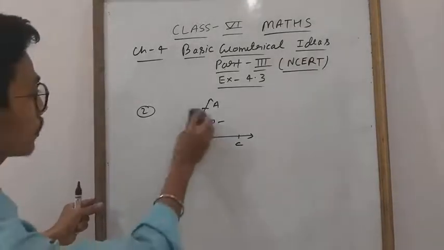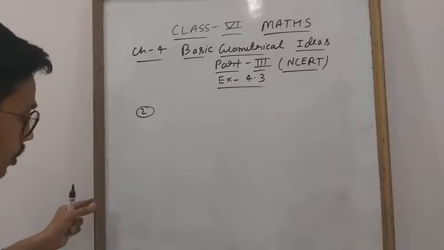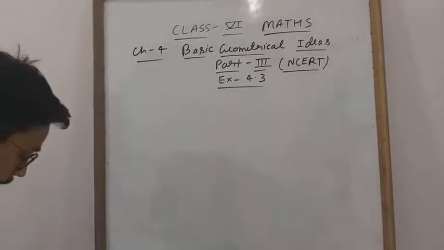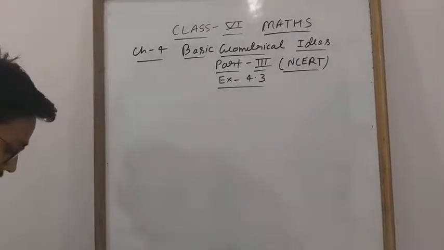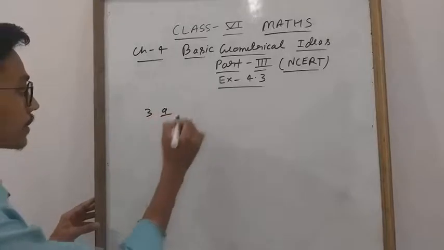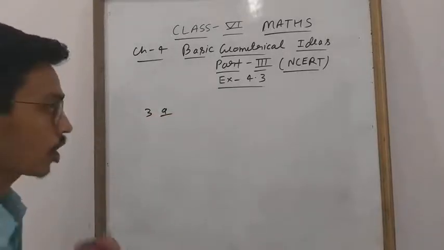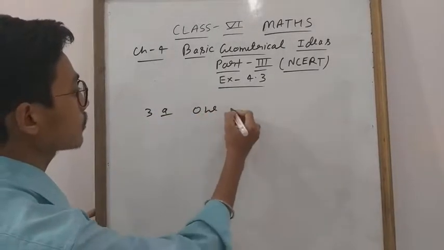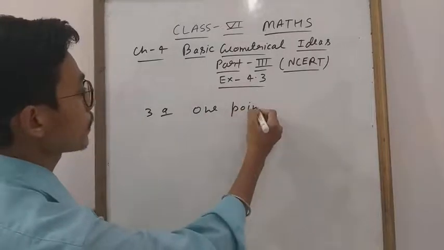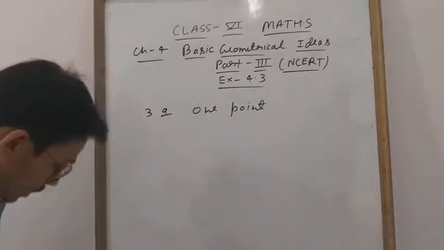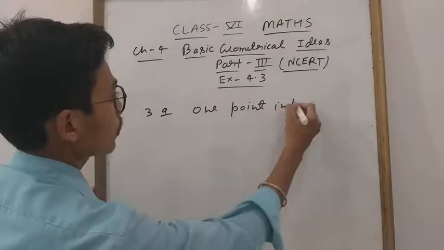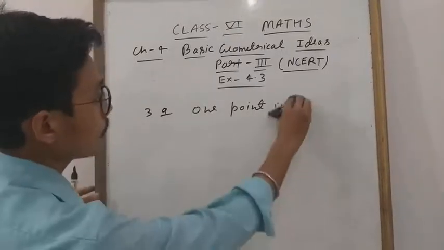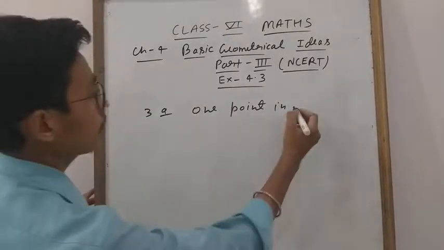Now come to question number 3, students. Question number 3 is given. You have to draw the diagram of the angle, part A. It is given: one point in common. You have to draw angles in which one point is common, meaning one point should be common. How will you draw, students? One point in common.